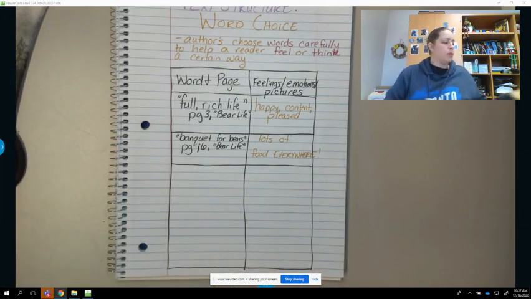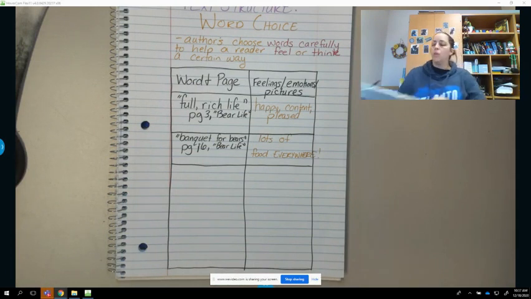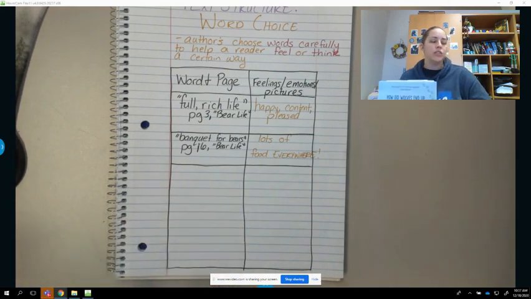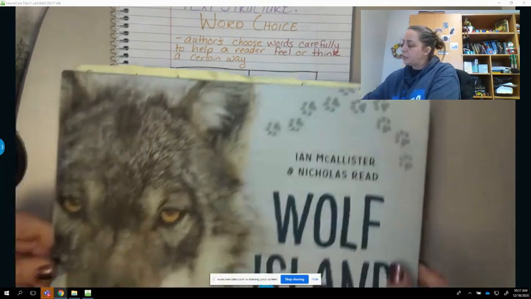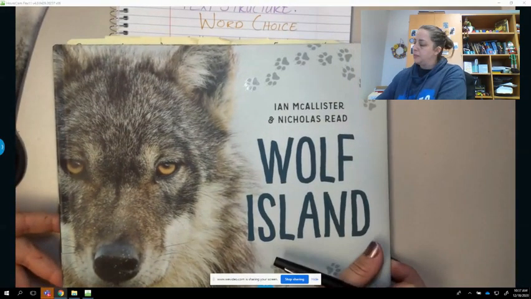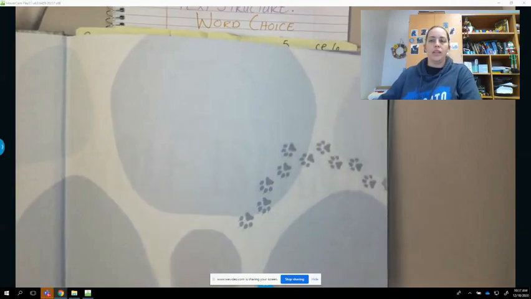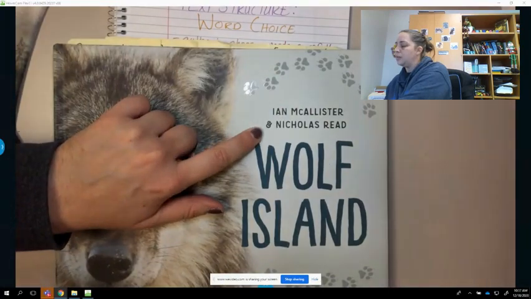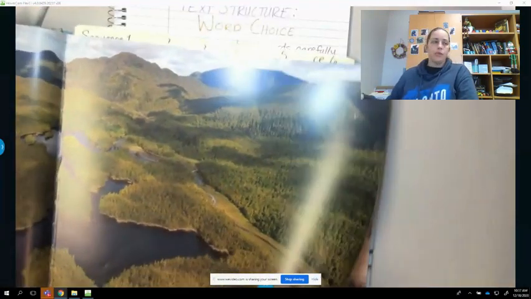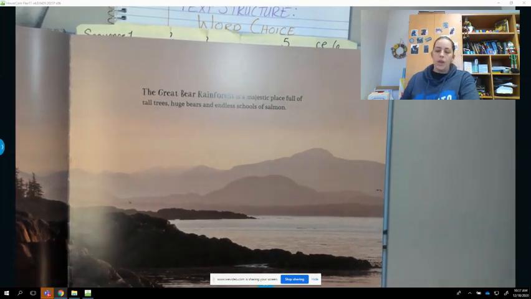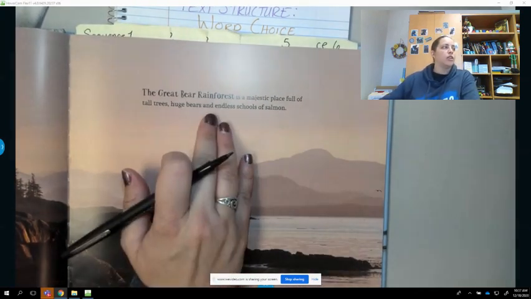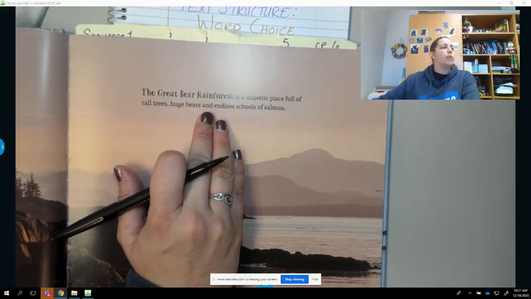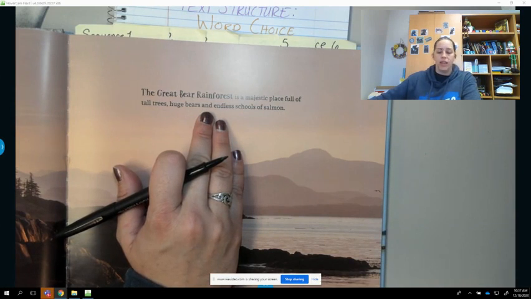Now, some of you might have read instead Wolf Island. And again, if you need to pause this in order to finish writing down what I've written, go ahead and do so. Otherwise, we're moving on. Here we have Wolf Island. And Wolf Island had some really interesting word choices as well. This is the same author, Ian McAllister and Nicholas Read, and they both wrote a couple of different books. So page 1, page 2, and it says the Great Bear Rainforest is a majestic place full of tall trees, huge bears, and endless schools of salmon.